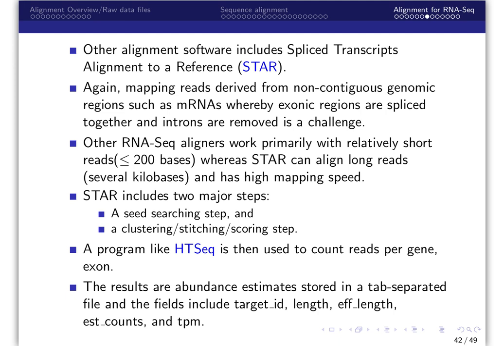clustering/stitching/scoring step. In the STAR seed searching step, the longest substring of a read that matches exactly one or more substrings of the reference genome is found, where the maximum mappable length is recorded. In the clustering/stitching/scoring step, STAR builds alignments of the entire read by stitching together all the seeds that were aligned to the genome in the first step.